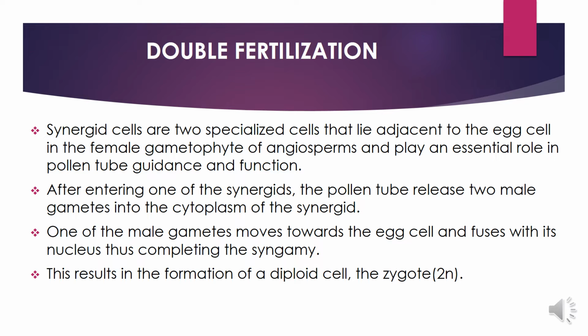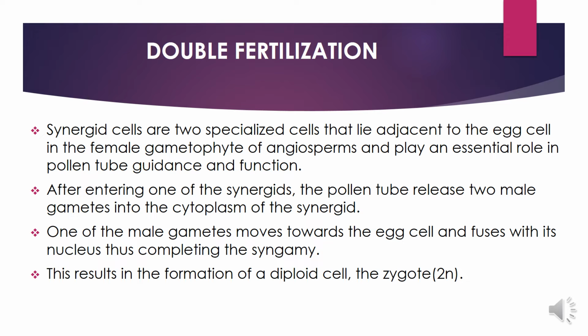As you know, synergid cells are two specialized cells that lie adjacent to the egg cell in the female gametophyte of angiosperms and play an essential role in pollen tube guidance and function. After entering one of the synergids, the pollen tube releases two male gametes into the cytoplasm of the synergid. One of the male gametes moves towards the egg cell and fuses with its nucleus, thus completing the syngamy.